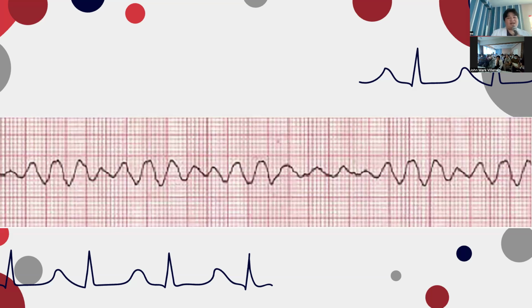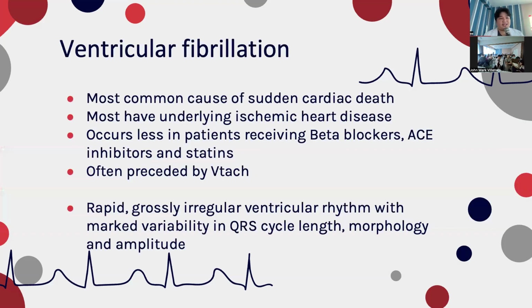So the rate is chaotic, uncountable, rhythm is irregular, P waves are absent, and no normal QRS complexes are noted. So this is ventricular fibrillation. It's the most common cause of sudden cardiac death, and it occurs in fewer patients receiving beta blockers, ACE inhibitors, and statins.